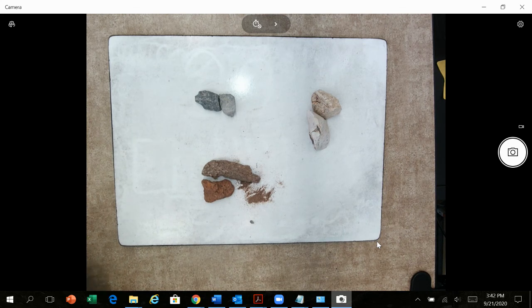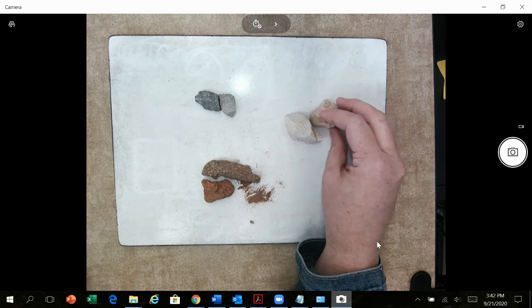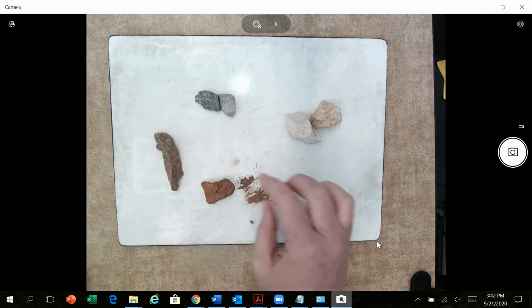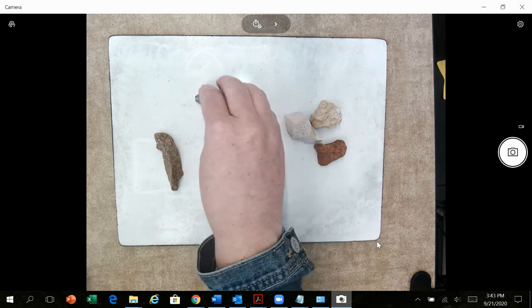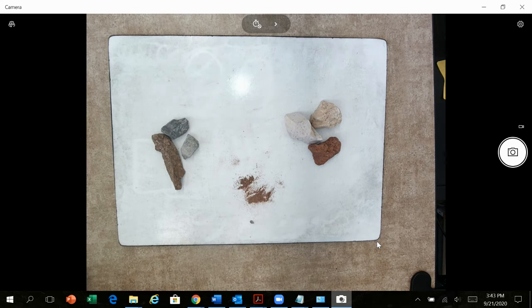I could also sort by shape. All of mine kind of have the same similar shape, except for this one's kind of long and skinny. The rest of them are kind of round. I could do, these are flat and these are rounded.